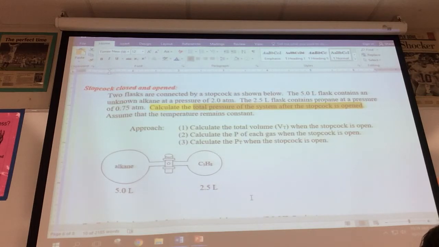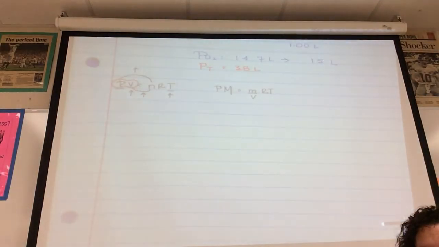What will be the volume of the vessel when the stopcock is opened? 7.5 liters. You just add the two. The approach to doing this type of problem is pretty straightforward. You want to calculate the total volume when the stopcock is opened. That's equal to 7.5 liters. Calculate the pressure of each gas with an open stopcock and then add the two together. Let's take a look and you'll see this is pretty straightforward.